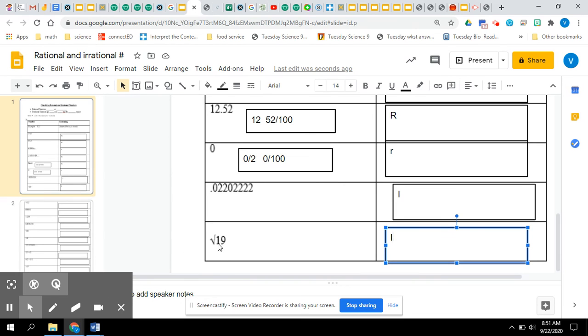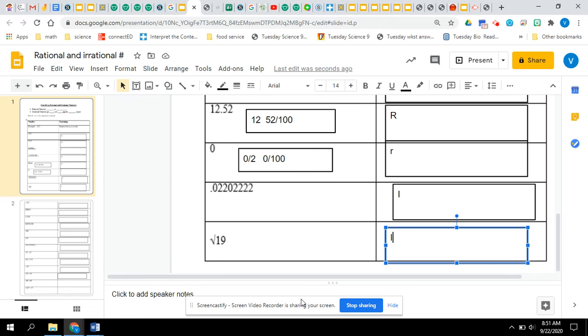And if you want to know whether it's rational or not, punch it in. Use your calculator. Figure it out. Does it come out with an even number? If not, then it's not.